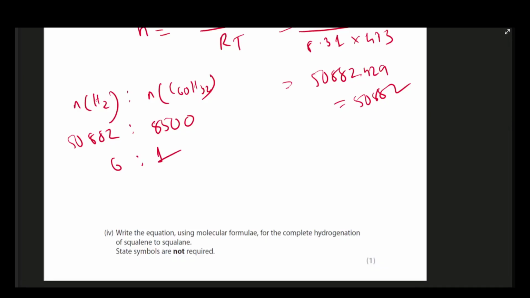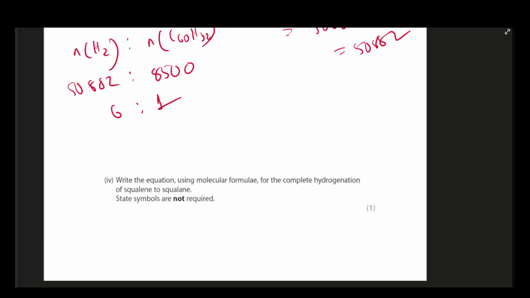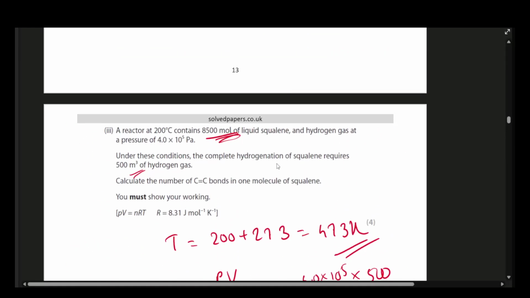All right, what does it mean? That 6 is to 1 means that for every one squalene molecule, there are about 6 hydrogen molecules. So what will be the number of carbon to carbon double bonds per molecule of squalene? Since there are 6 moles of hydrogen per molecule of squalene, 6 carbon to carbon double bonds are present in one molecule of squalene.